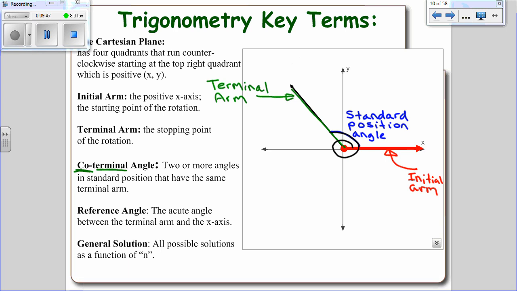So an example of coterminal angles could be 100 and 460. Because 100 gets me to this terminal arm, add another 360, so do a full circle, and that would get me to the same spot, but the angle's actually 460 degrees.